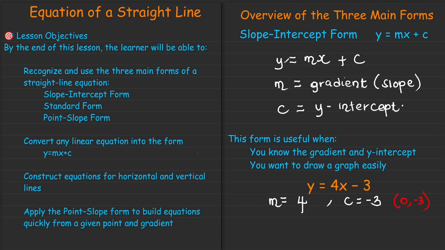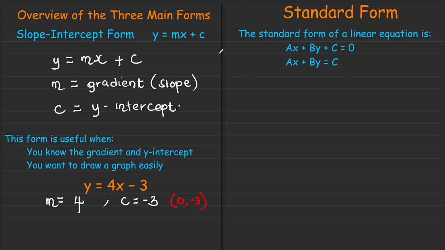Let's look at the next one, which we call the standard form. This is the second form. The standard form of an equation is ax plus by plus c equals 0. If you want to make the variables stand on their own and take the constant to the other side, we can rewrite it as ax plus by equals c.